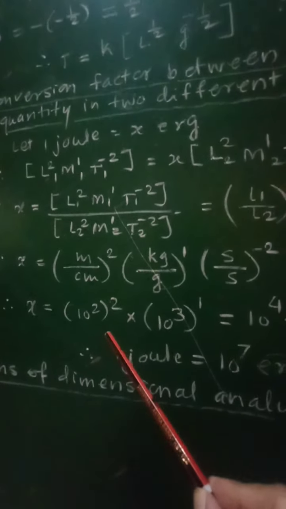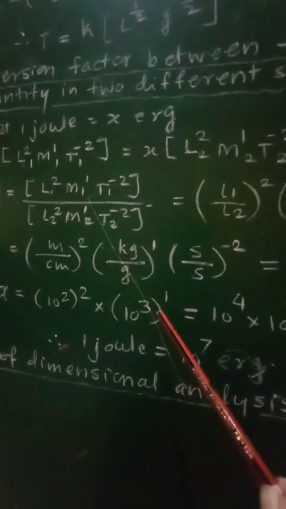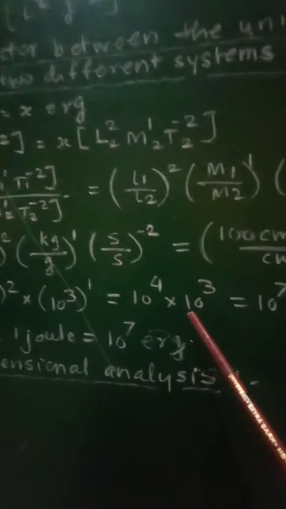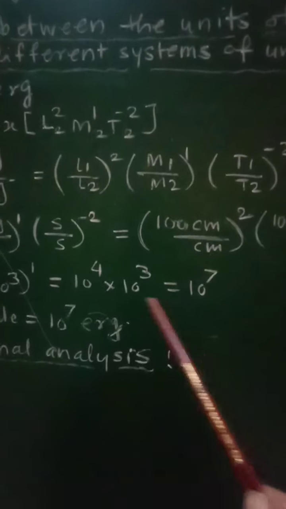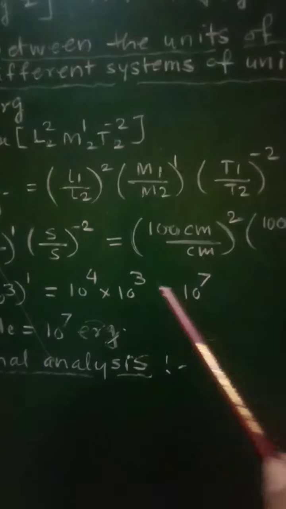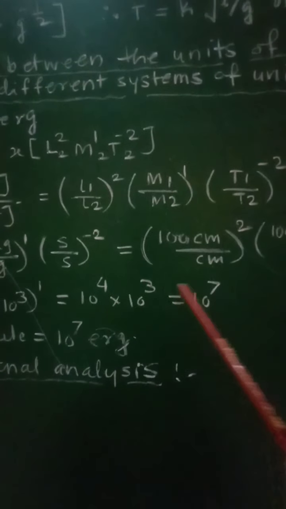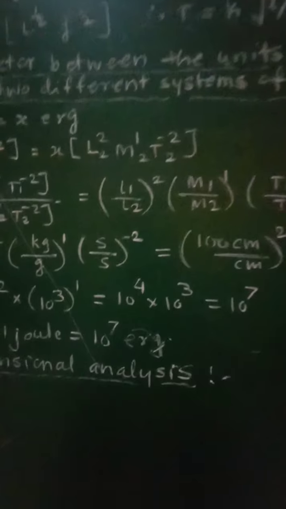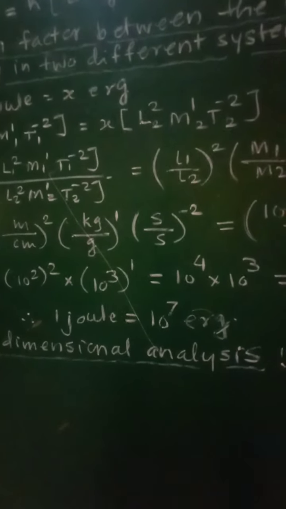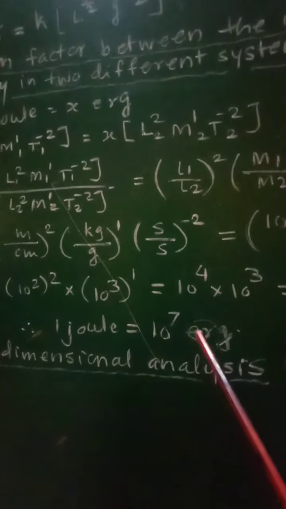So x will be equal to (10^2)^2 into (10^3)^1. That will be equal to 10^4 into 10^3. By laws of indices, the power of 10 will be 7, that is 4 plus 3. That will be equal to 7. So that is the value of x. And therefore we can write 1 joule equal to 10^7 erg.